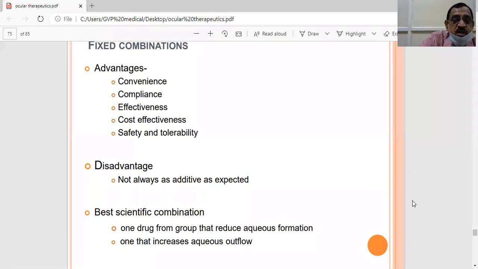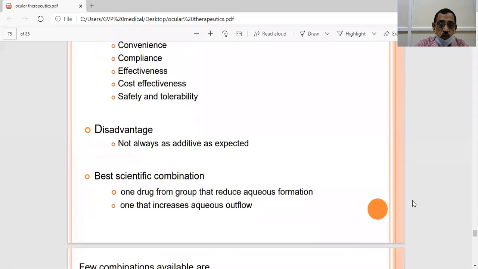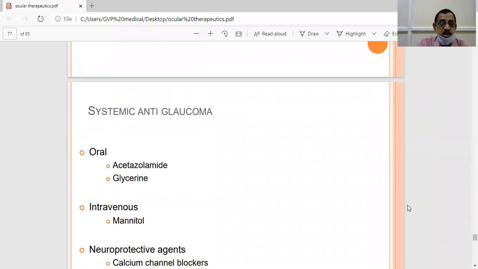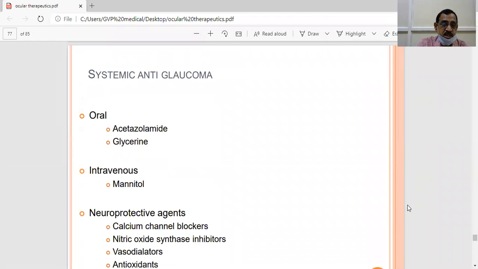Fixed combinations have the advantages of convenience, compliance, effectiveness, cost effectiveness, safety and tolerability. The disadvantage is that they are not always as additive as expected. The best scientific combinations are one drug from each group: one which reduces aqueous formation and one which increases uveoscleral outflow. A few combinations are timolol and brimonidine, timolol and dorzolamide, latanoprost and timolol, travoprost and timolol, and bimatoprost and timolol. Systemic anti-glaucoma medications are acetazolamide, glycerine, and mannitol.